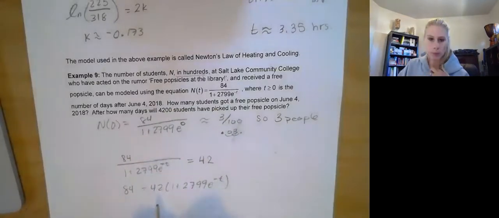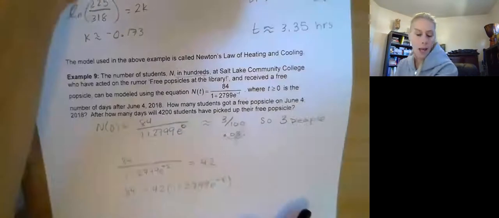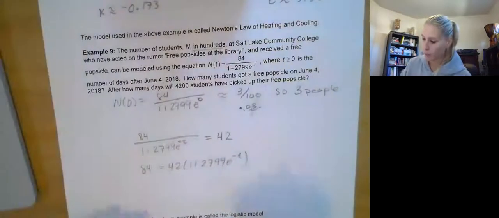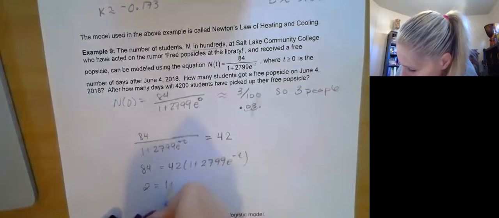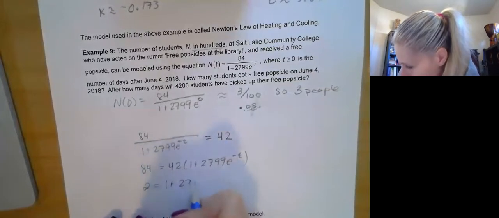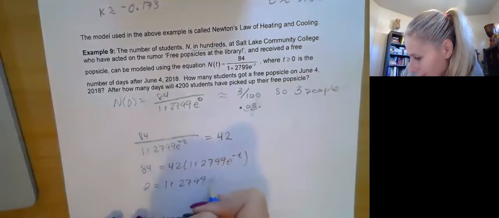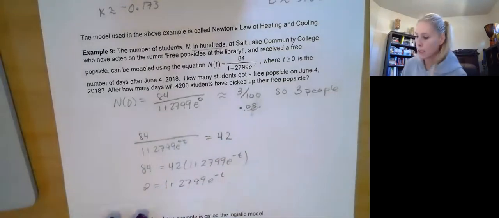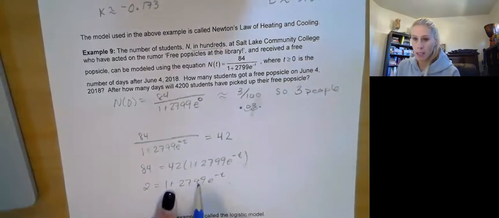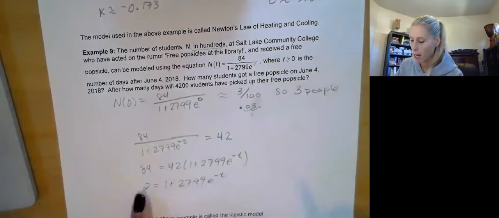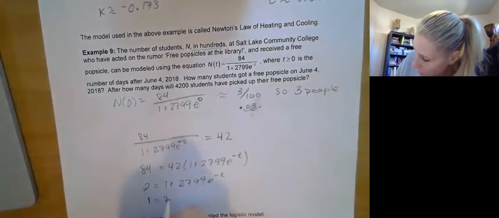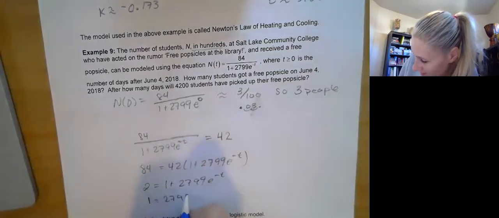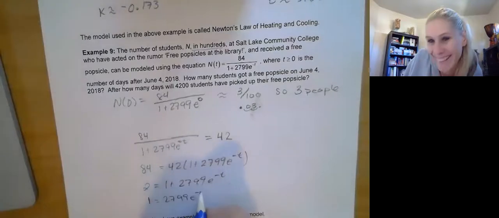Okay, there's a multiplication there, so I can divide. And then we have, so that's 2 equals 1 plus 2,799 e to the negative t. You cannot subtract here, right? Because there's a multiplication there, and these are unlike terms. So we must subtract 1 from both sides. We get 1 equals 2,799 e to the negative t.